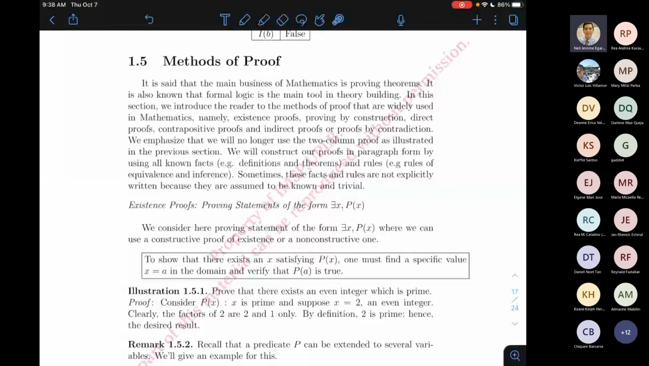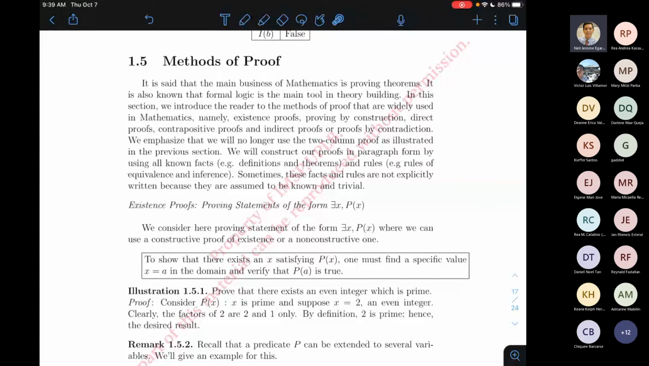Okay, wala na. So if you don't have any questions, then let's go to section 1.5 in the text, which is about the methods of proof. I consider this to be the most important part of Math 101 kasi ito talaga yung bedrock ng magiging career nyo as a mathematician or as an applied mathematician. You will be writing a lot of proofs, right?